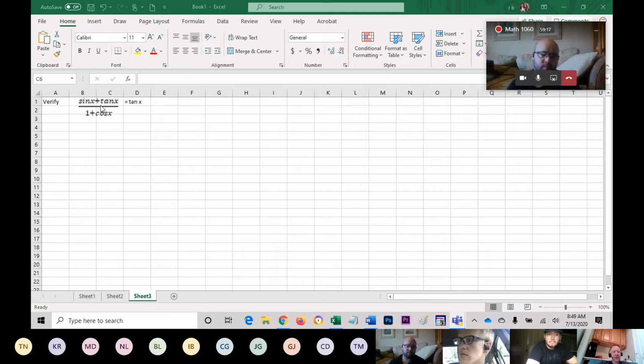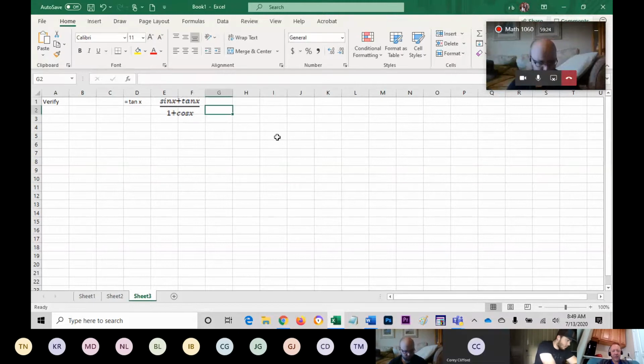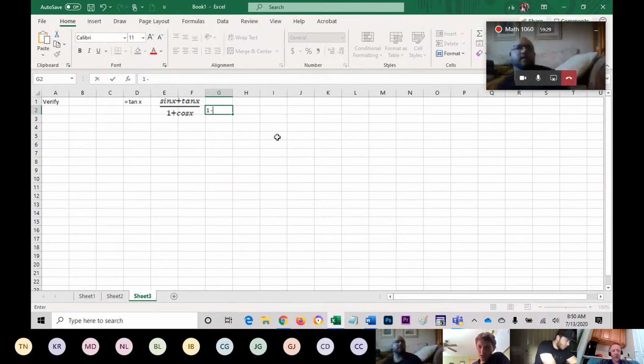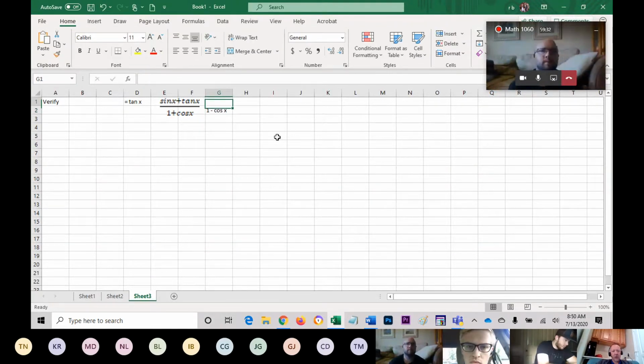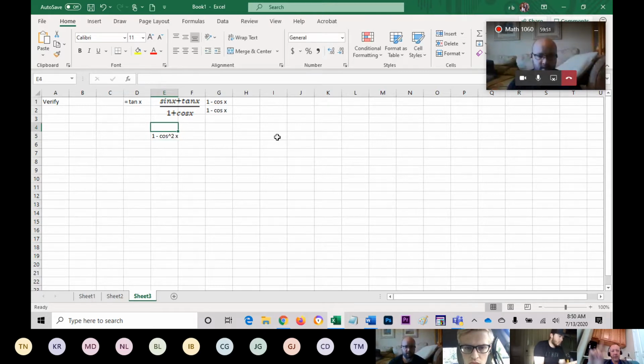Okay, here, let me move this over. I'm going to do it this way. So the conjugate would be what? It'd be 1 minus cosine x. Okay, so we're going to multiply things. And so on the bottom, we're going to get what? 1 minus cosine squared of x, which then would be equal to sine squared of x. Okay, we'll do that in just a minute.